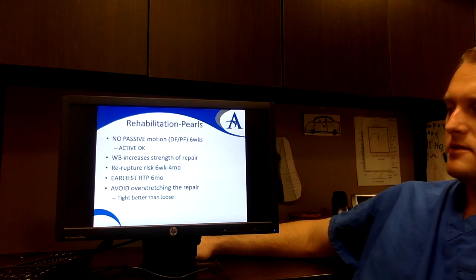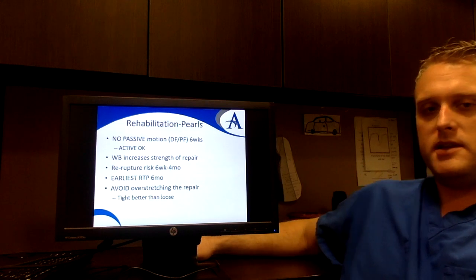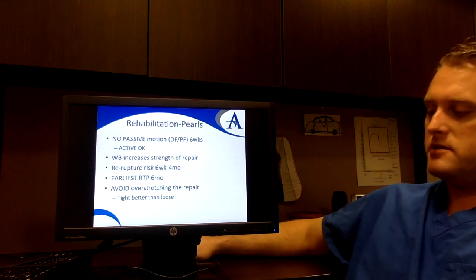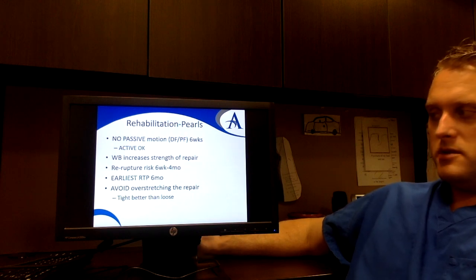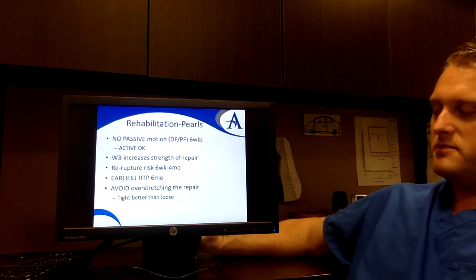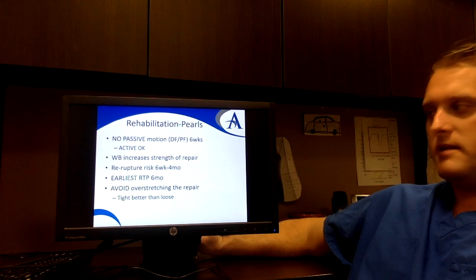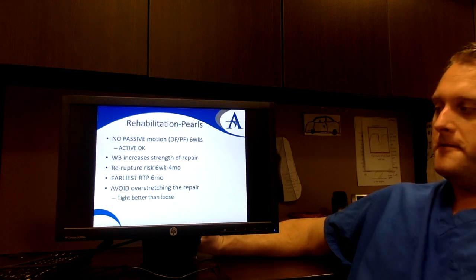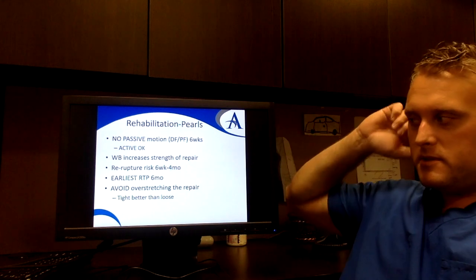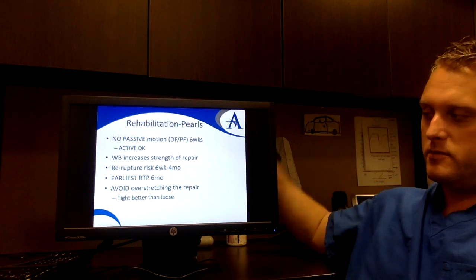The re-rupture rate is the highest at 6 weeks to 4 months, and during this period is when the tendon is healing. It's at the highest risk because there's remodeling occurring. So the absolute earliest return to play is 6 months. That's based on the literature. For me, I'd push that, depends on the sport. I'd push that back a little bit, especially if they had a lot of tendinosis or weakness in the tendon.